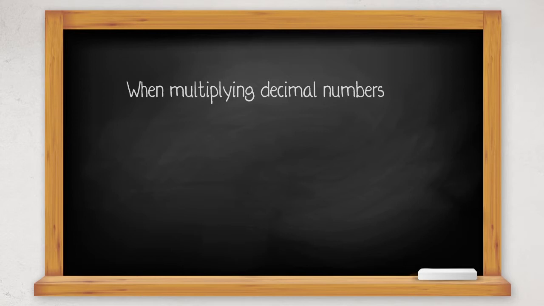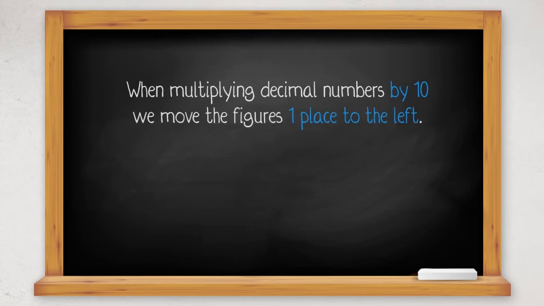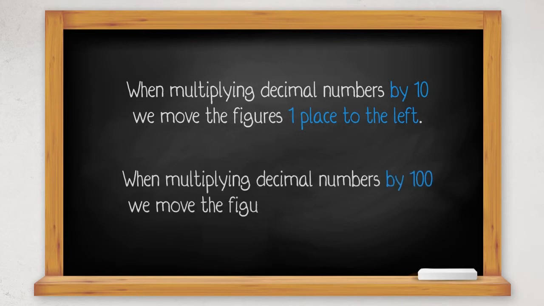An easy rule to remember for multiplying decimal numbers by 10 is to move all the figures in the number 1 place to the left. When multiplying by 100, we move the figures 2 places to the left. There is 1 zero in 10, so we move the figures 1 place to the left. And there are 2 zeros in 100. We will move the figures 2 places to the left.